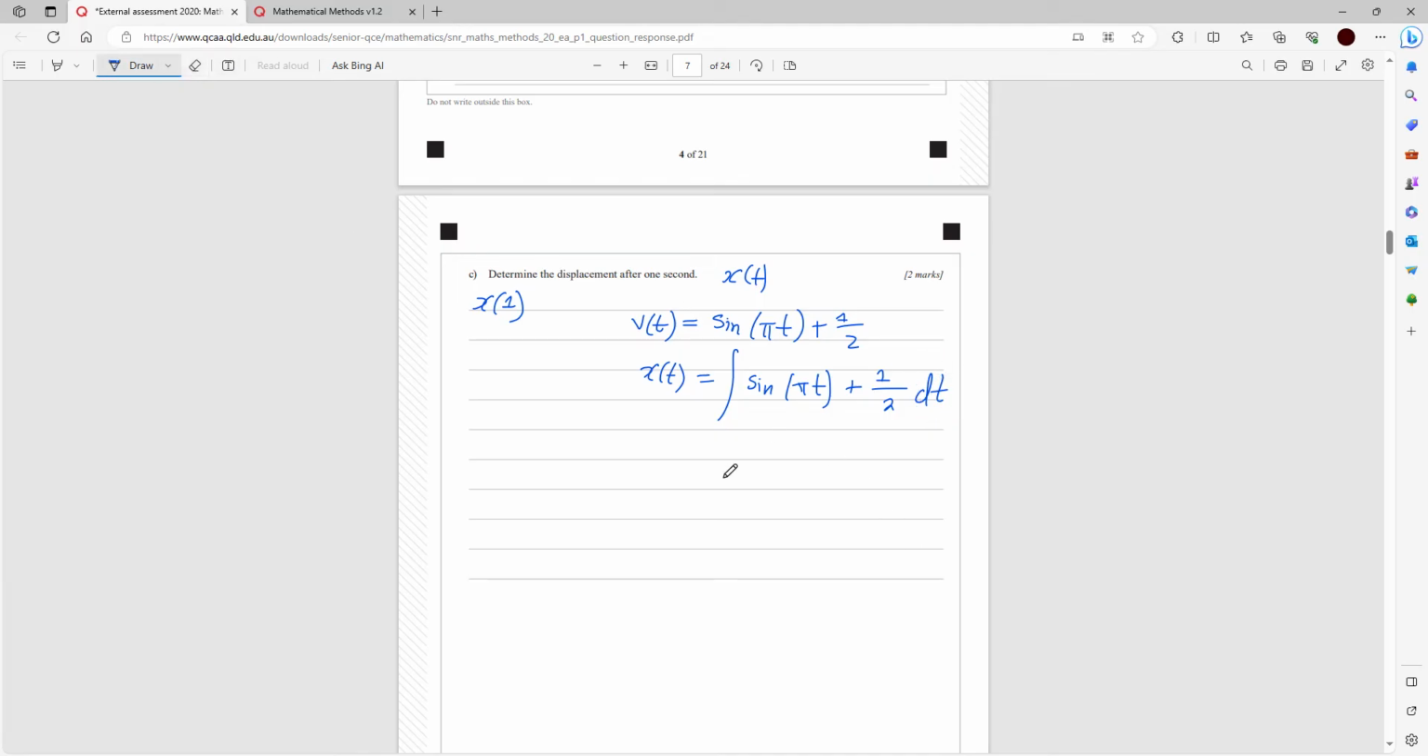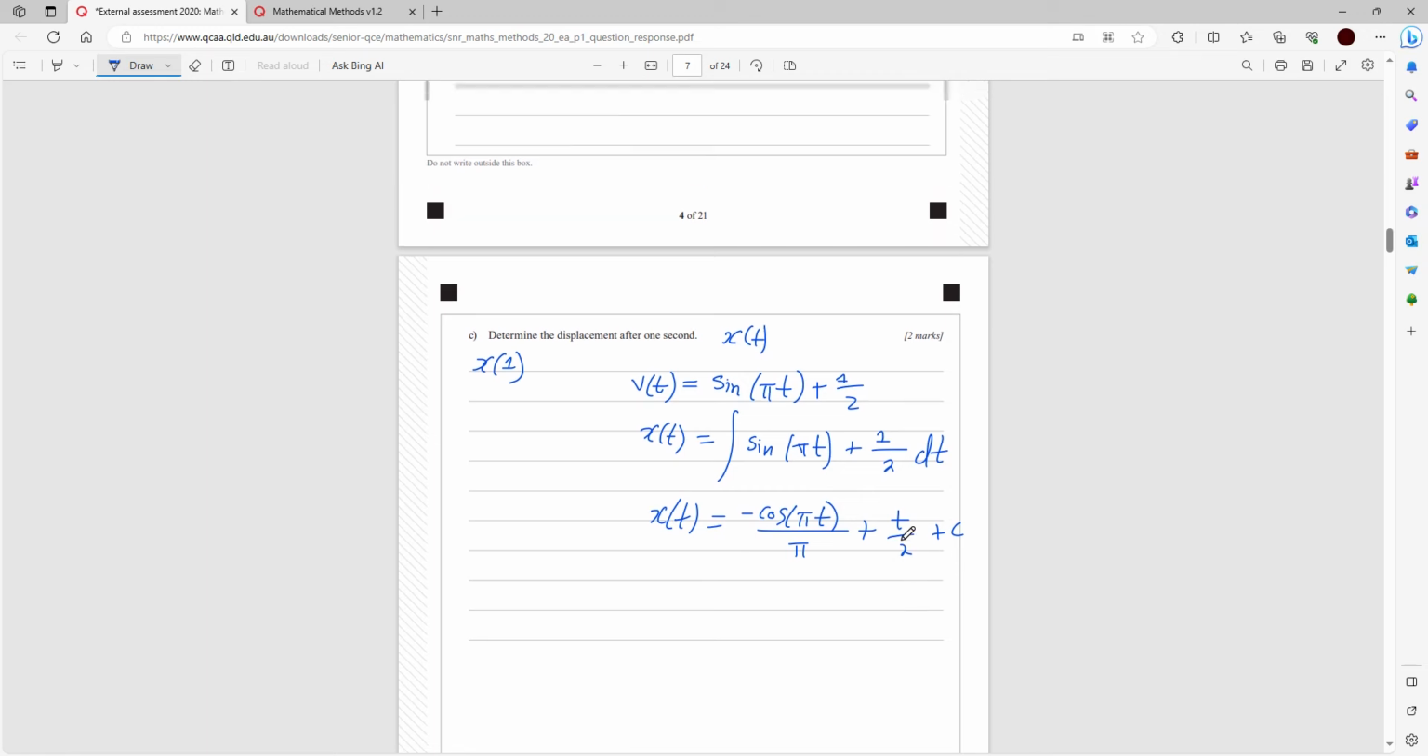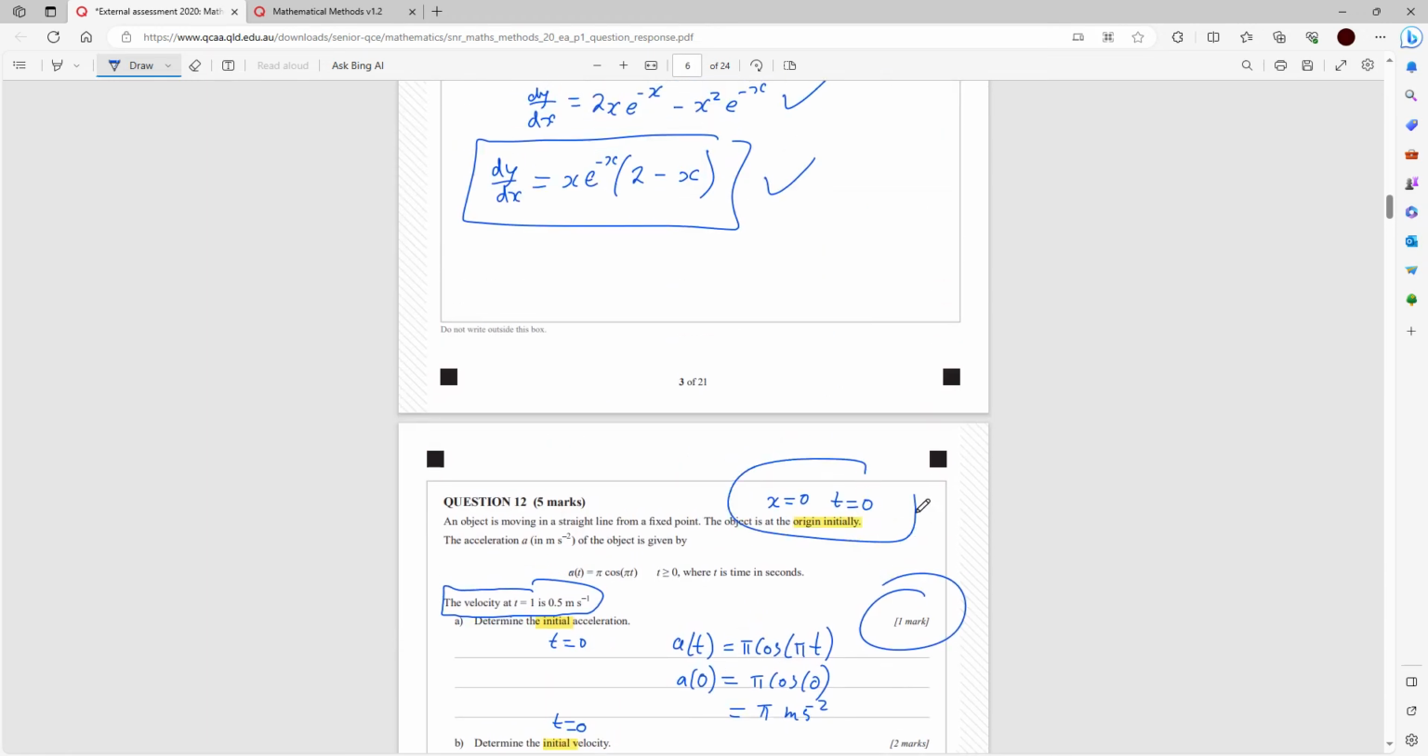Now we integrate this, divide by the differential of our sine. The differential of pi t will be pi. Sine turns into negative cos, so you're going to have negative cos of pi t on pi, plus a half integrated with time is just t on 2, plus c. Now we can't answer the question yet because we've got this plus c here. We can get rid of that because we got given this information up here.